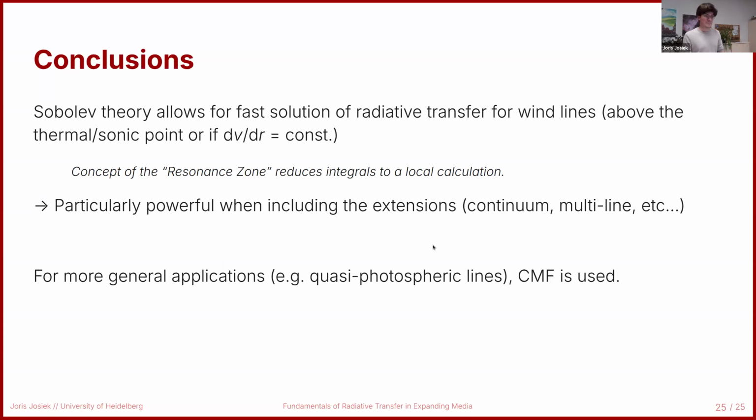Okay, and then for everything else where you cannot use the Sobolev approximation, such as for these quasi-photospheric lines, then you have to use the comoving frame method.